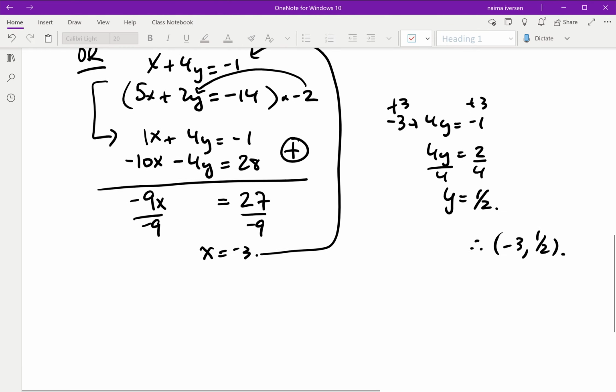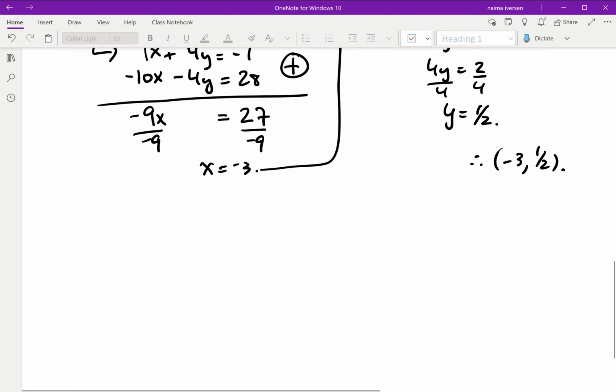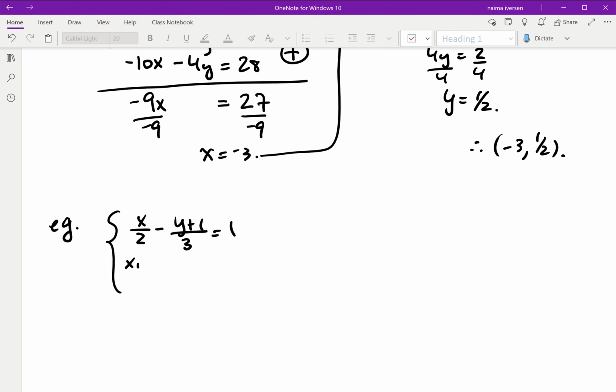So the idea behind elimination is to take your equations and set it up so that you add or subtract to eliminate one of the variables. The second example that we did yesterday looked something like this, and it was x over 2 minus y plus 1 over 3 is equal to 1, and x plus 2 over 4 plus y over 5 is equal to 3. What we did was the first one was we got that common denominator of 6.